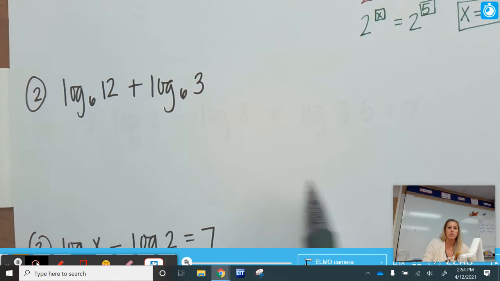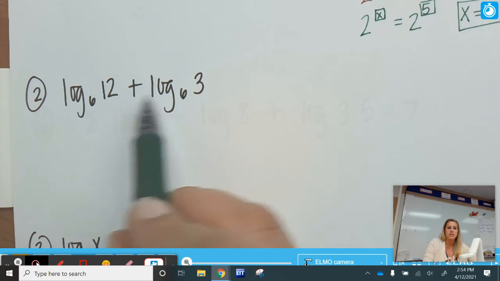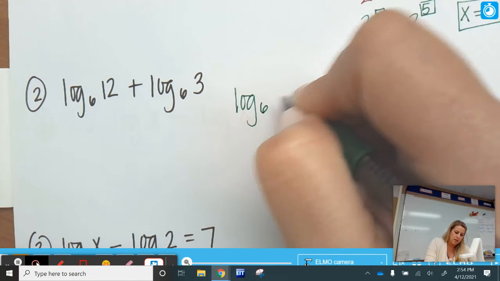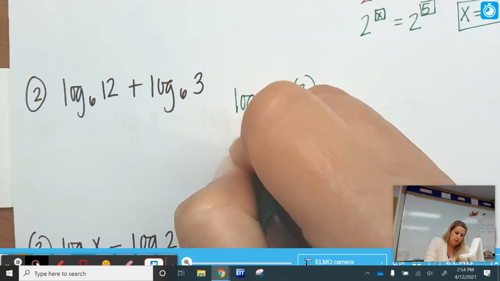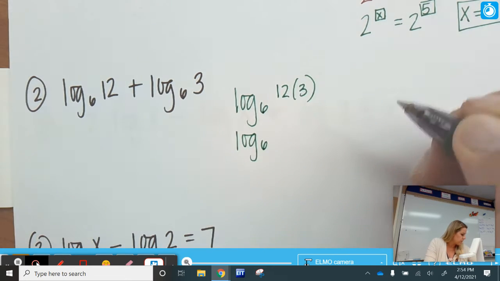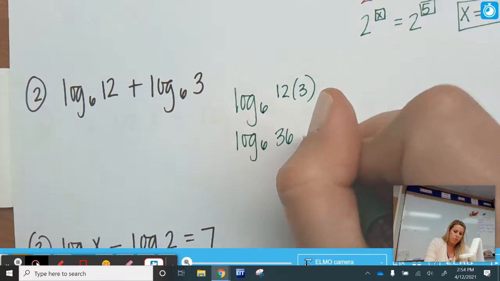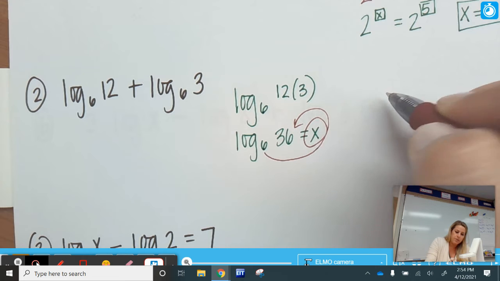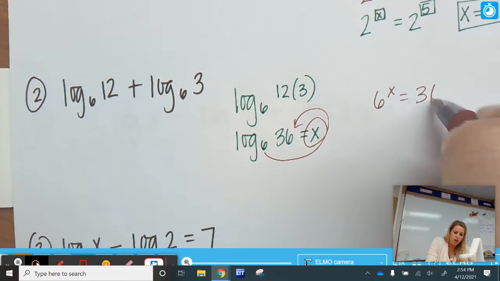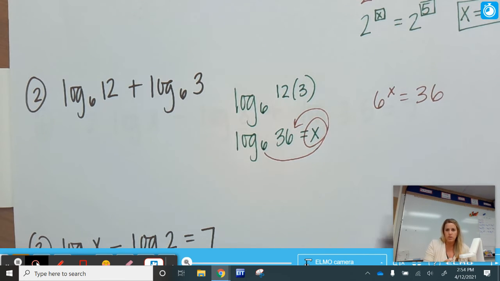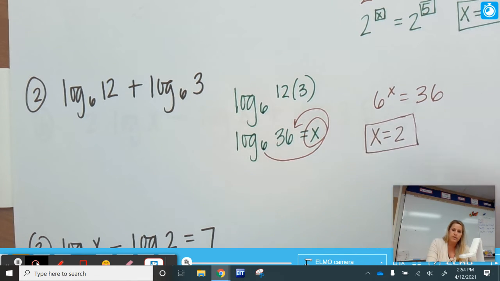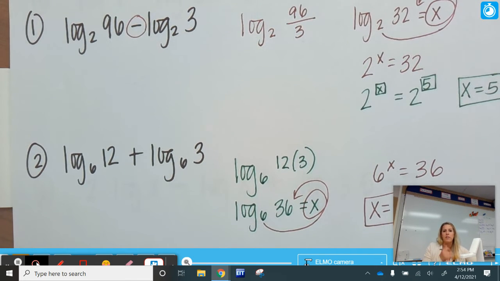The second one, number 2. I have a base of 6, so now I'm going to multiply 12 and 3. So log base 6, 12 times 3 is 36. You can probably see what's going to happen here when I do the loop-de-loop. And sometimes you don't even need to change it, because you could just say, oh, I know that 6 raised to the 2nd power is going to be 36, so x is going to be 2 for this one. Okay, so those 2 were kind of easy because they didn't have any variables involved.